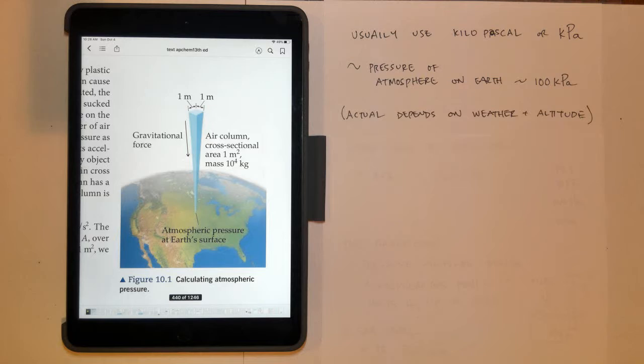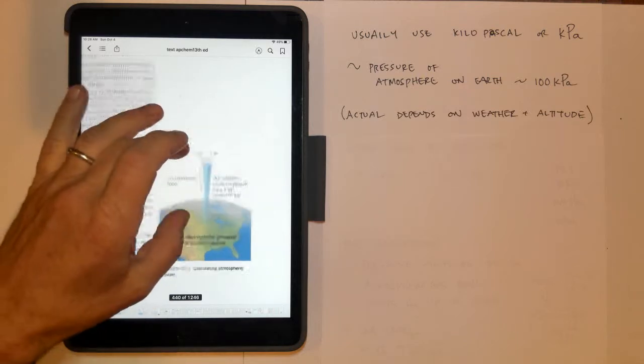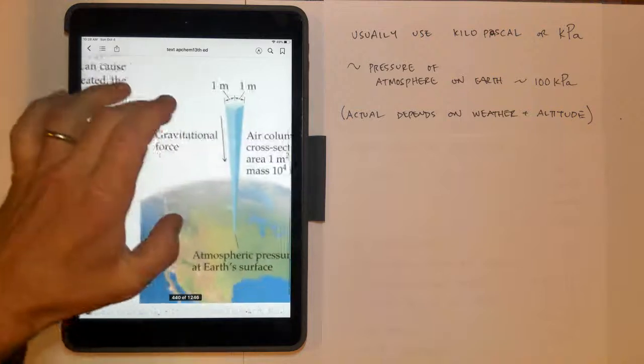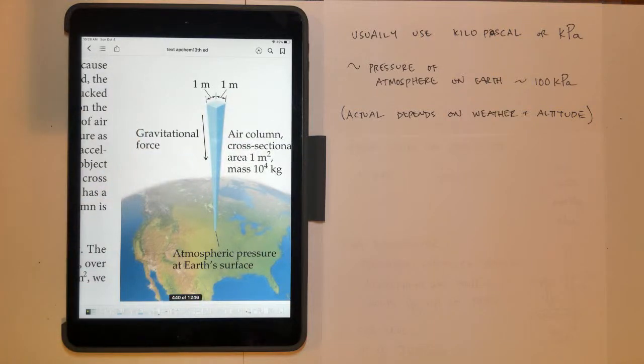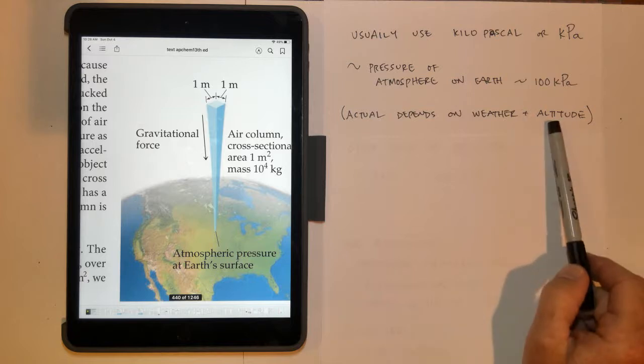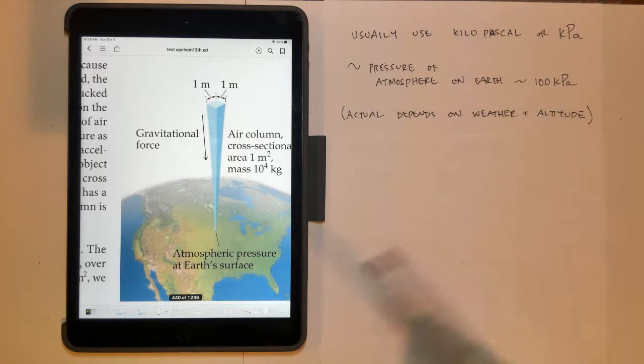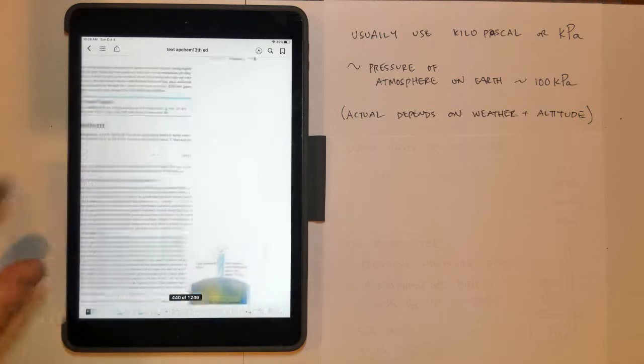Now, the actual atmospheric pressure depends on the weather and the altitude you're at, and as a matter of fact, that's how airplanes measure how high above the ground they are. They'll check the atmospheric pressure, and that change in atmospheric pressure allows them to calculate how high they are in the air.